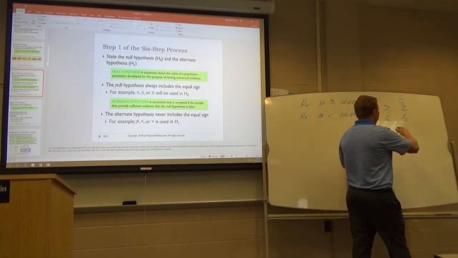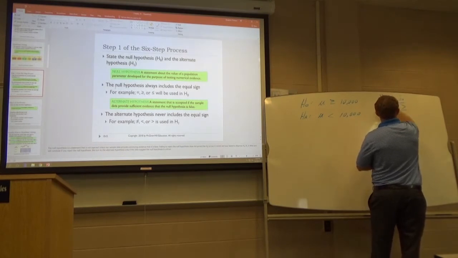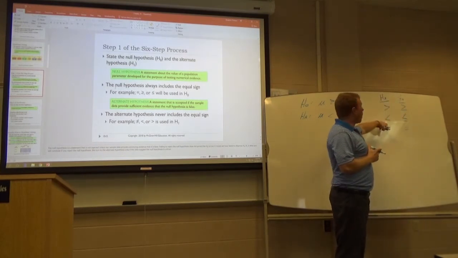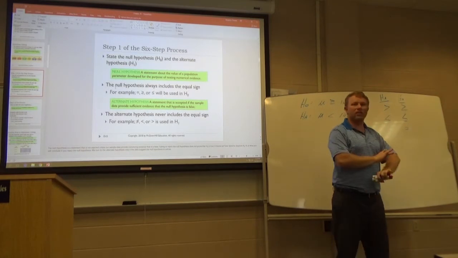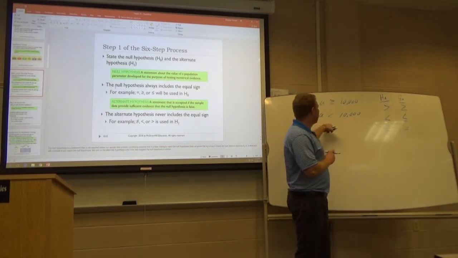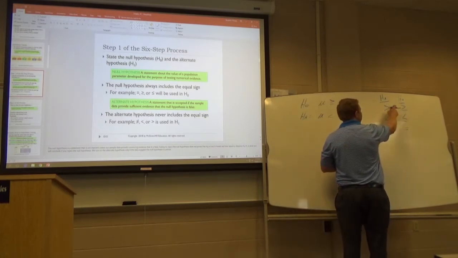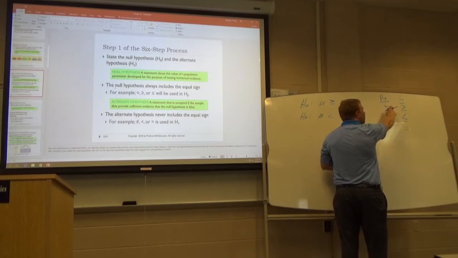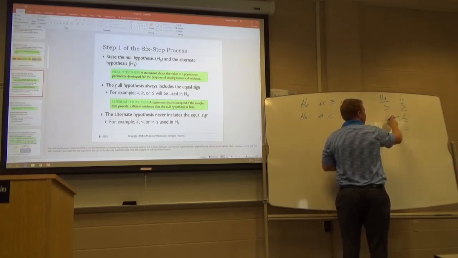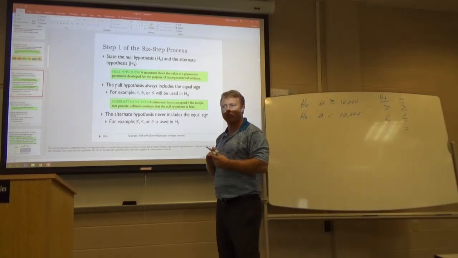The alternate hypothesis will never have the sign of equality. It'll always be greater than, less than, or not equal to. That's all it'll ever be. And whatever it is, it'll be the opposite of what we had in the null hypothesis. What I'm saying is if the null hypothesis is that, the alternate will be that. It's the opposite, just without the equal sign.